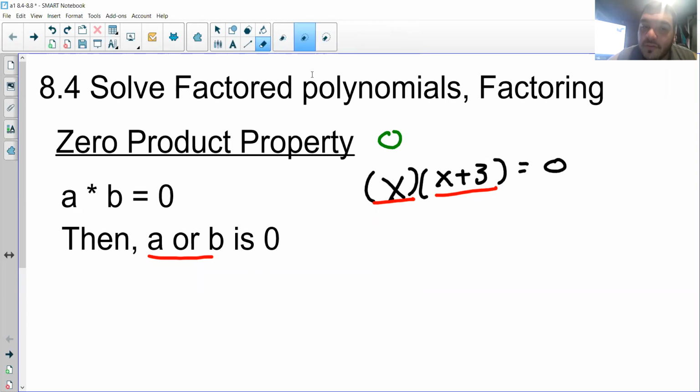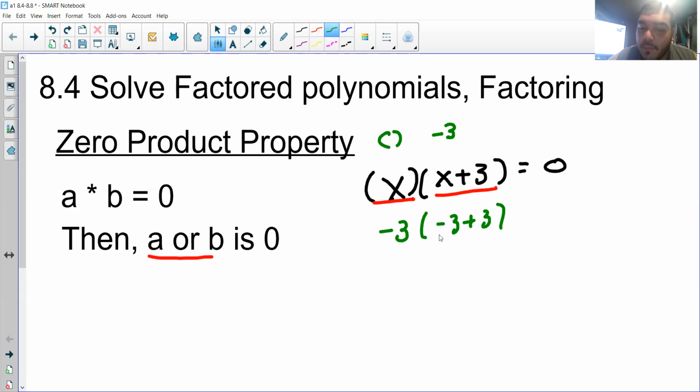So what can I do to make that be 0? Did I hear a 1? Yeah. If I plug in a 1, this would be 1, and this would be 1 plus 3, which is 4. So that doesn't cause it to be 0. What about a -3? Ooh, somebody said it correctly. Good. What if I plug in a -3? What I would get is -3 times (-3 plus 3). But what's -3 plus 3? 0. So -3 times 0 gives me 0.